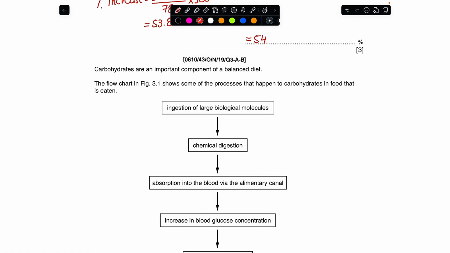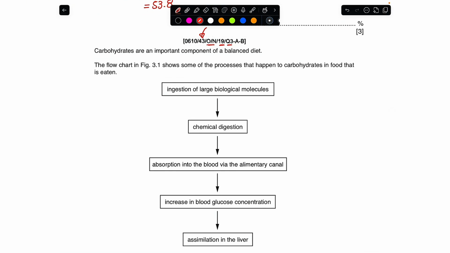Let us come to this question, and this appeared in October November of 2019. The theory paper variant was 4.3, and for your exam, this was question number 3. This is a mega question that is based on your evaluation of the digestion of the carbohydrate within your alimentary canal. Let us see what the examiner has got to tell us.